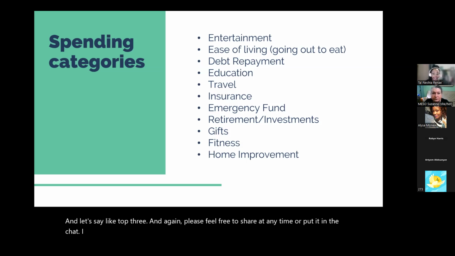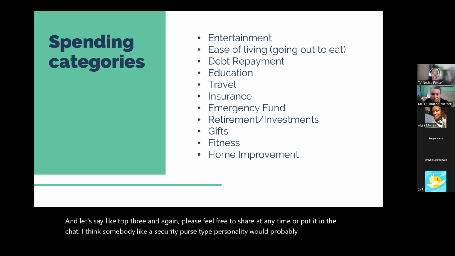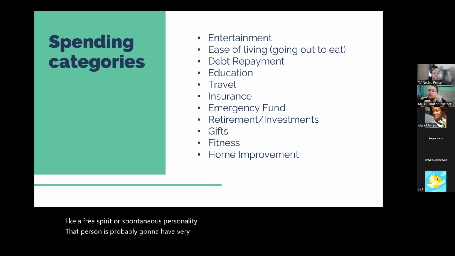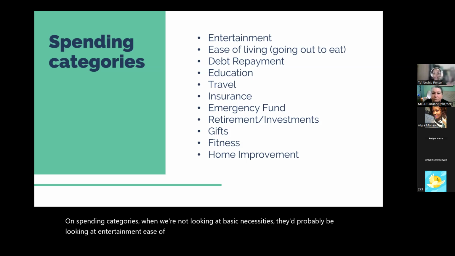I think somebody with a security personality would probably really focus on insurance, savings, and if there was any debt, getting that down to zero pretty quick. In contrast, a free spirit or spontaneous personality is probably going to have very different priorities on spending categories when we're not looking at basic necessities. They'd probably be looking at entertainment, ease of life, going out to eat, having fun with their friends, and sharing in that financial blessing that they're giving out to people.